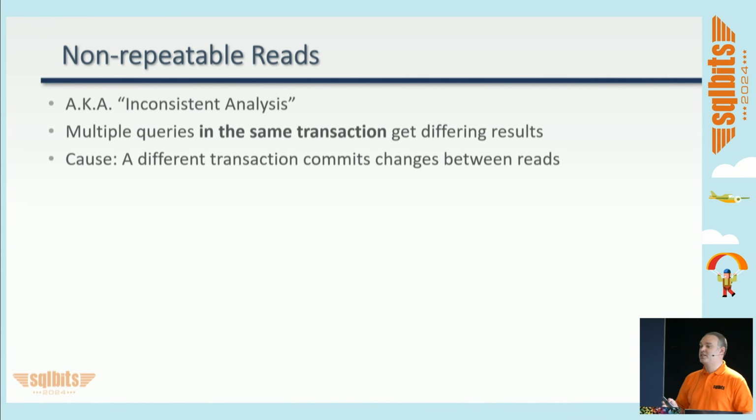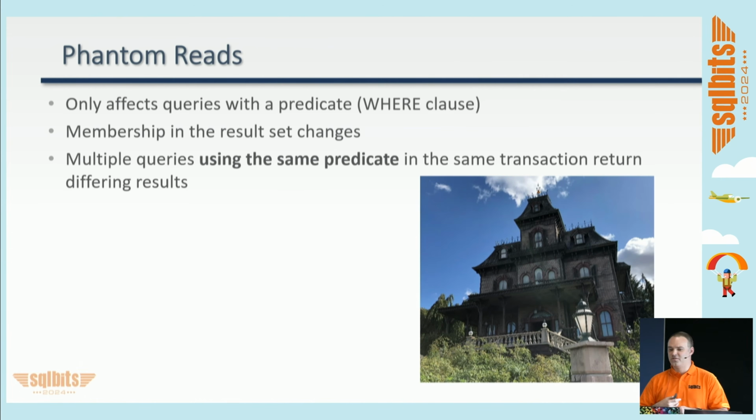Next are non-repeatable reads, or inconsistent analysis. This is where you have multiple queries in the same transaction that end up getting different results. This is the result of a transaction from another process committing some changes between the multiple reads that you're doing. The third is phantom reads, and this only affects queries with a predicate or a where clause. The idea is that the result set membership will change. So if you have multiple queries that use the same predicate in the same transaction, they can return differing results.